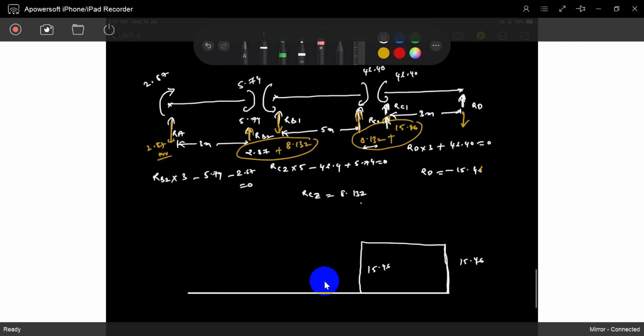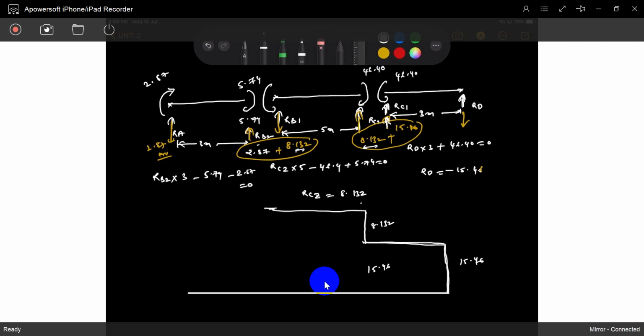Top means it will go up again. It's 15, again increasing. So okay, that's it. That's a good thing, no need to go down. So 15.46 and again increasing by 8.312. So it will come up to this portion, okay. So up to this portion, 8.312. So now it comes to 2.87.